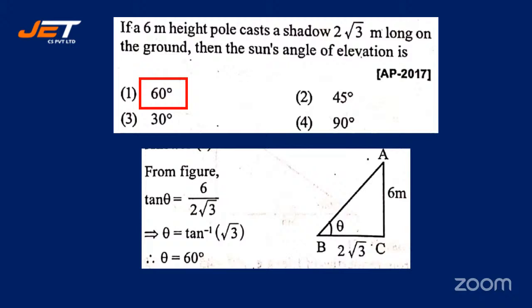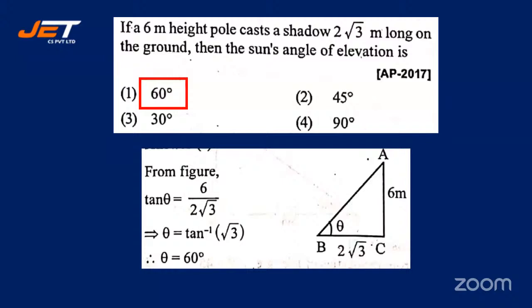Harshita, which one you did not understand? The one which is on the board, that is if a 6 meter height pole casts a shadow 2 root 3 long on the ground, then the sun's angle of elevation. See here, the height of the pole is 6 meter. That's what they've given. The base, that is the adjacent side, is 2 root 3.